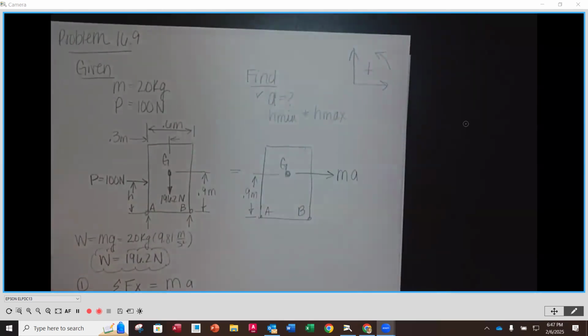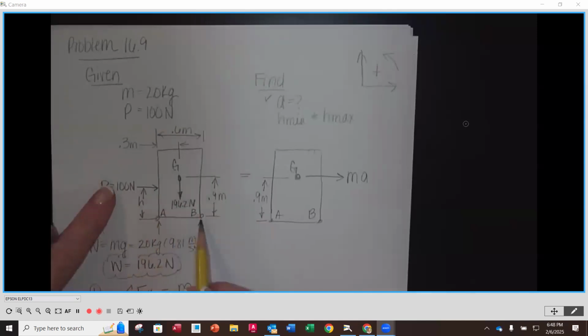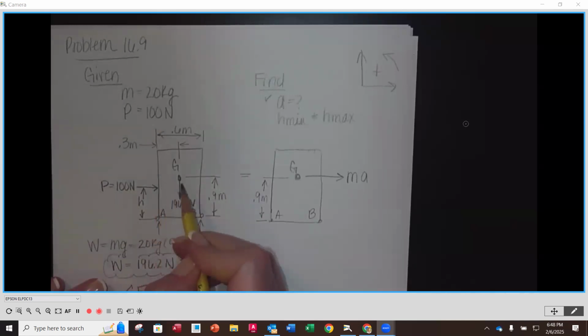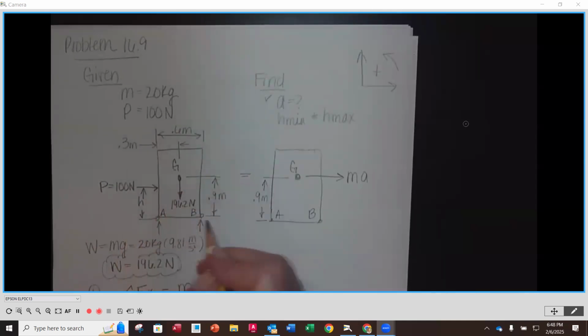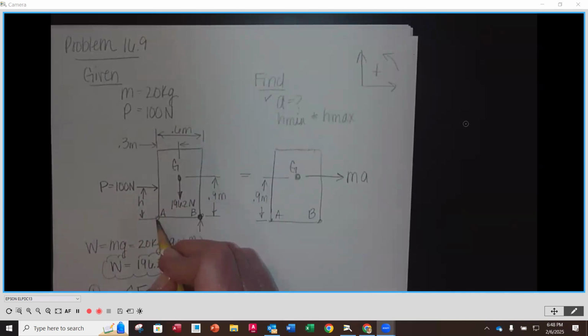That one's done. Now let's talk through how we're going to calculate the H min and the H max. So this height, when we push our crate along, one of the conditions is it's just going to start tipping. So impending tipping, in a clockwise direction. If we imagine what's going on here, we're putting all of the force on point B, and we're just slightly lifting this off A.